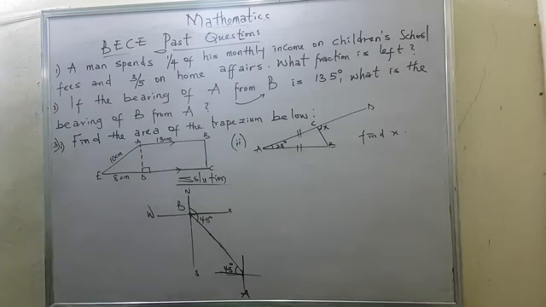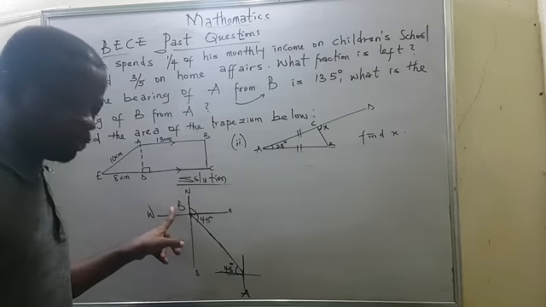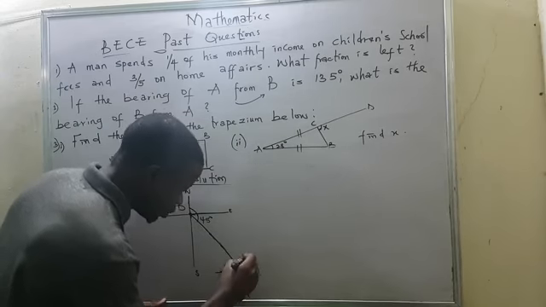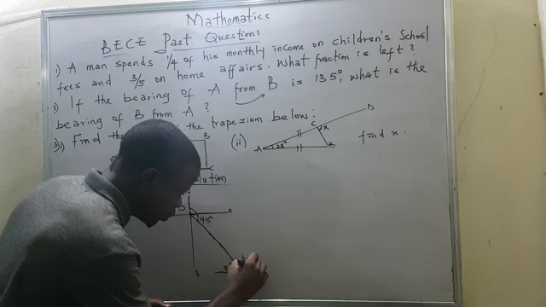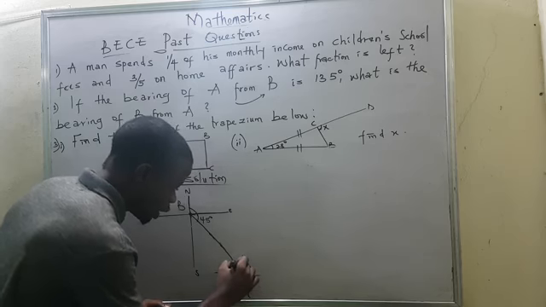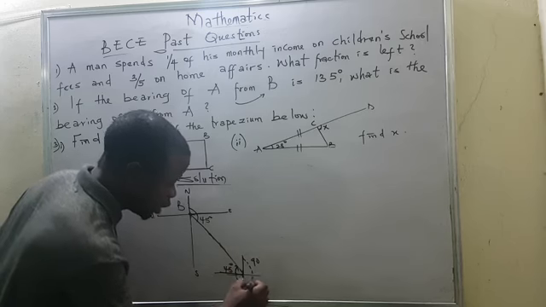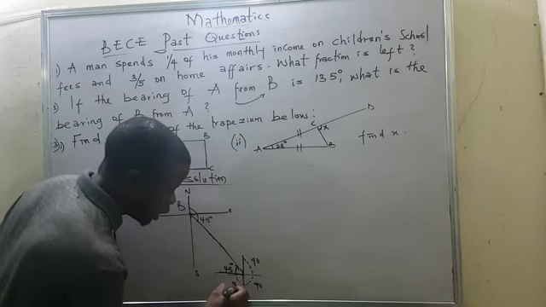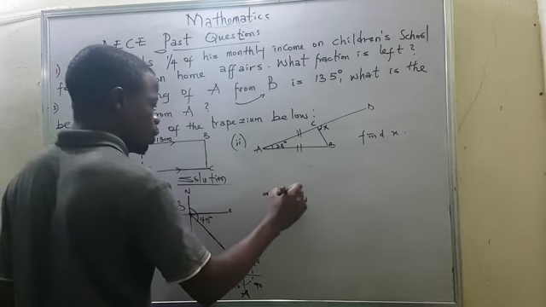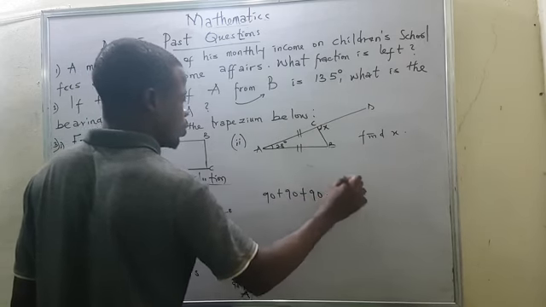The question now says, what is the bearing of B from A? So what will be the bearing of B, but from A? You also go from the north. Your bearing must always go from the north. So you go from the north, move until you hit this line. So this place is 90, this place is 90, this place is 90, and this is 45. So that is 90 plus 90 plus 90 plus 45.